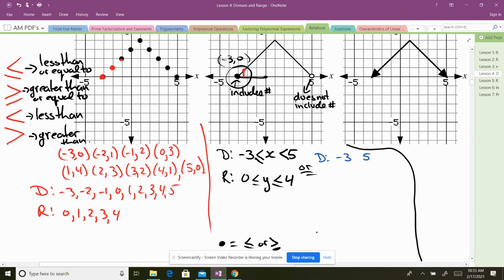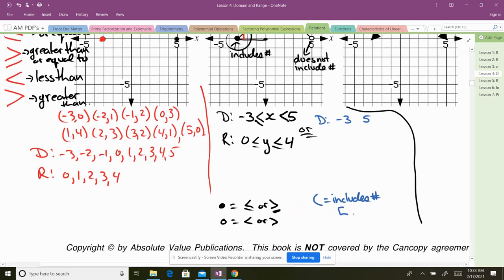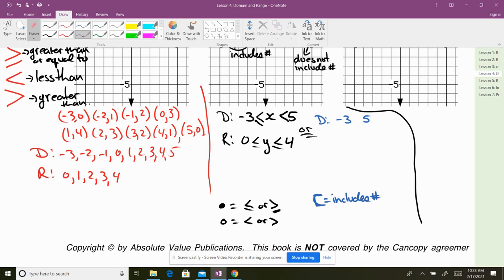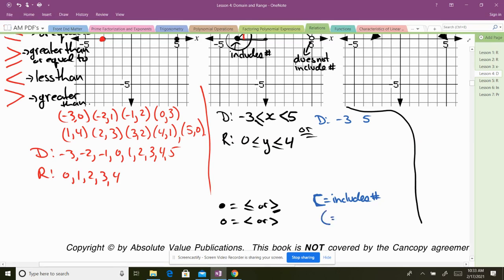A round bracket does not include the number. Square bracket includes the number, a round bracket does not. I'll show you in a sec. Round does not include number.